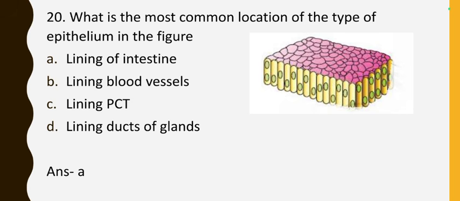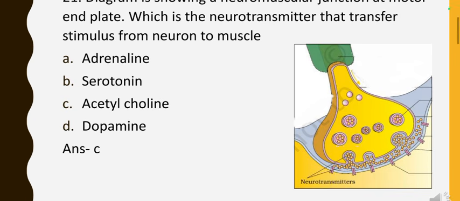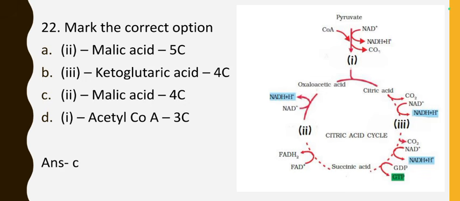What is the most common location of the type of epithelium in the figure? It is lining of intestine. Diagram is showing a neuromuscular junction at motor end plate, which is the neurotransmitter that transfers stimulus from neuron to muscle. It is acetylcholine. Mark the correct option in the given 1, 2 and 3 of Krebs cycle.